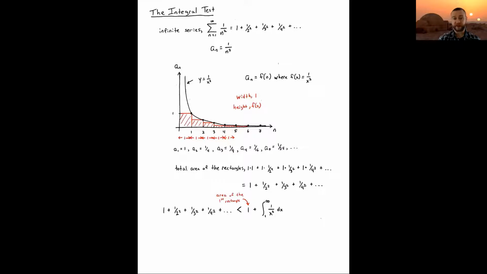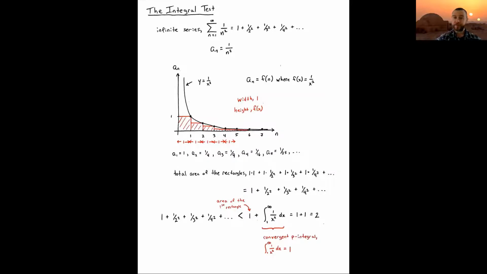And what we can see here is that all of those terms from our infinite series are less than 1 plus the improper integral from 1 to infinity of 1 over x squared. Why are we looking at the function 1 over x squared here? That is the continuous function from which our terms a sub n of the discrete function come from. And what we can see here is what we get in that improper integral from 1 to infinity.